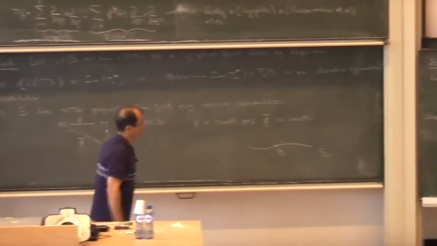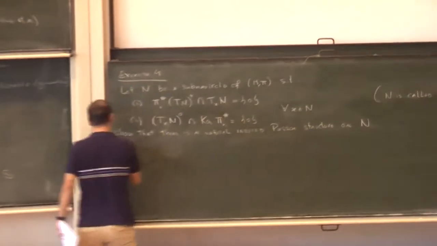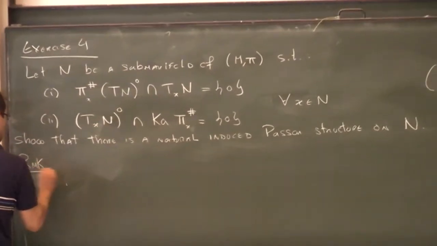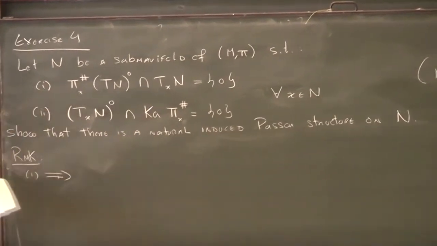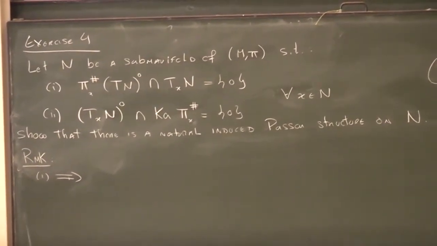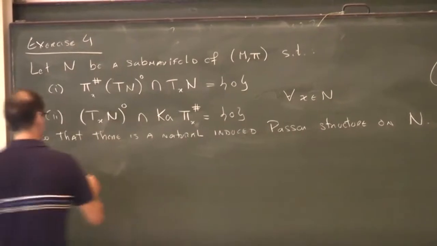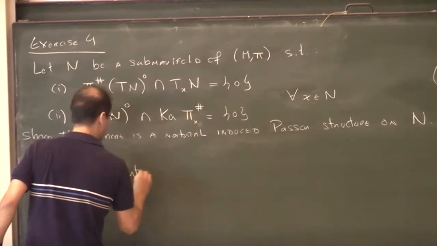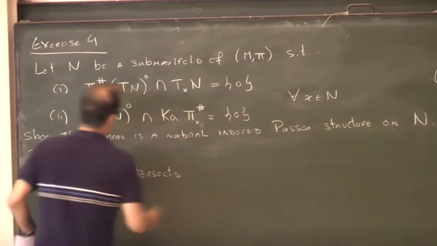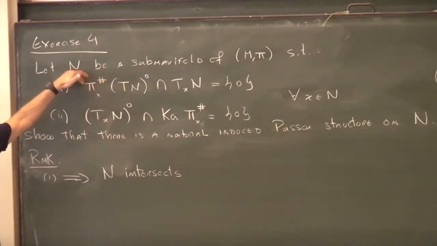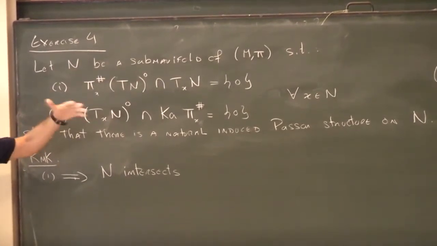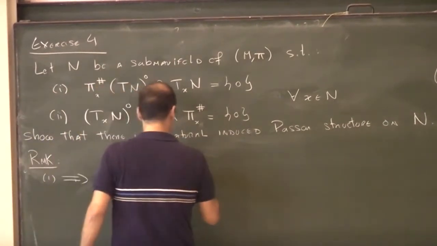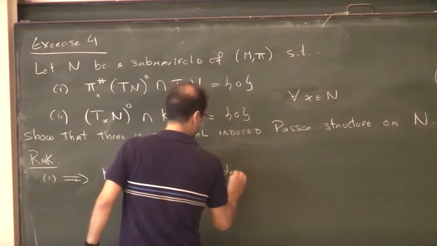I give you a hint on how to solve this exercise in the notes, but let me comment a little bit on this. The first condition implies that the submanifold N is meeting all symplectic leaves transversely. What it says is that N intersects the image of pi sharp transversely, but these symplectic submanifolds are the things that integrate the image of pi sharp. So the tangent space is the image of pi sharp. So N intersects symplectic leaves transversely.